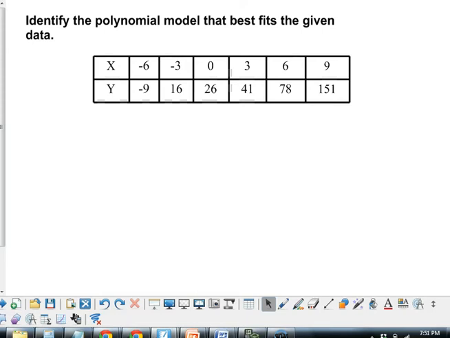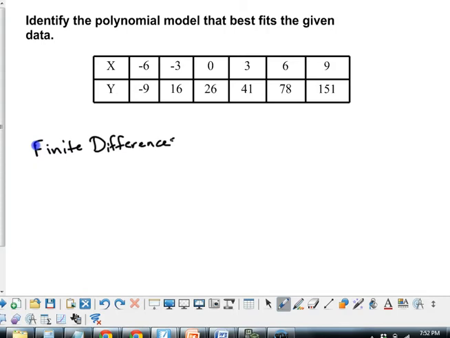Okay, so we've been looking at taking given data, possibly in the form of x and y coordinates, maybe in some other form, and finding a polynomial model that best fits that data so that we can use it to make predictions about the data or work with the data in some other way. One of the ways to do this that we've been talking about is using what we call finite differences.